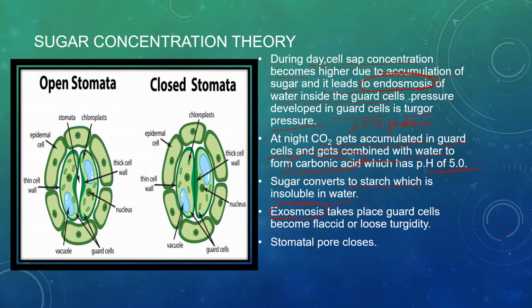Endosmosis means entry of water from the outside into the cells, and exosmosis means that water is moving out of the guard cells, and they are becoming flaccid and losing turgidity. Okay, is it clear? So please refer to the exosmosis and endosmosis part which I have taught in plant physiology. If you do not go through that, you will not understand these processes properly.